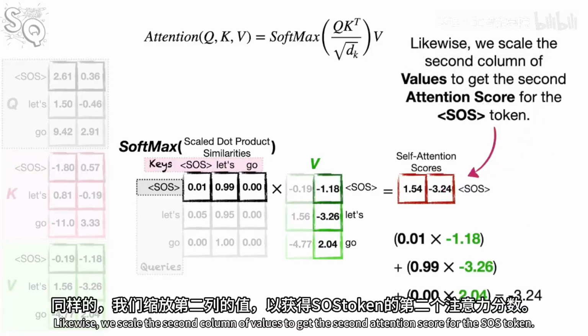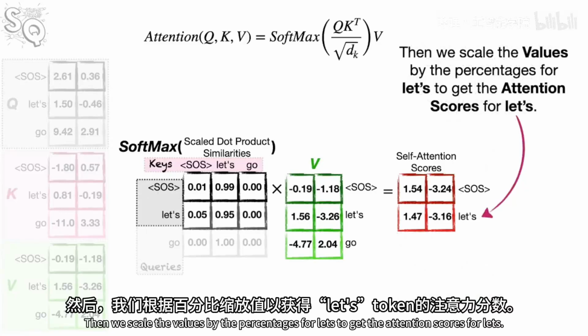Likewise, we scale the second column of values to get the second attention score for the SOS token. Then we scale the values by the percentages for Let's to get the attention scores for Let's.